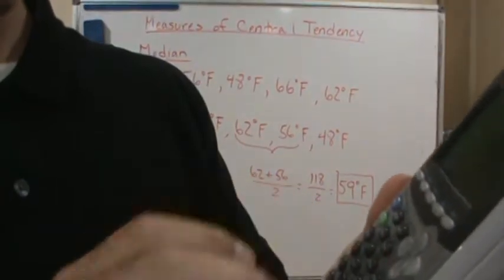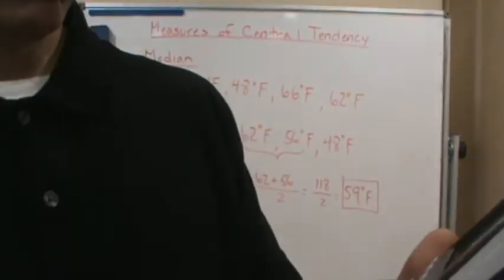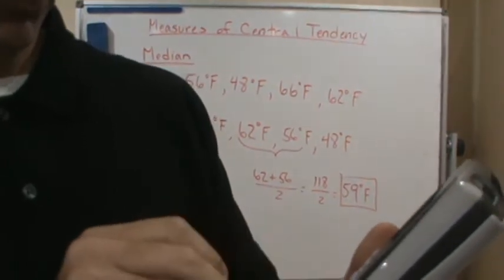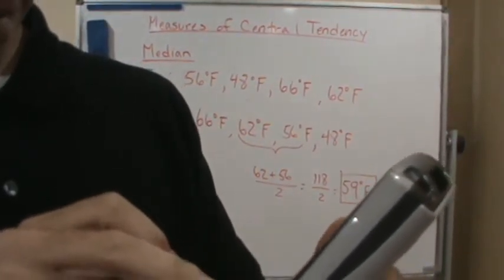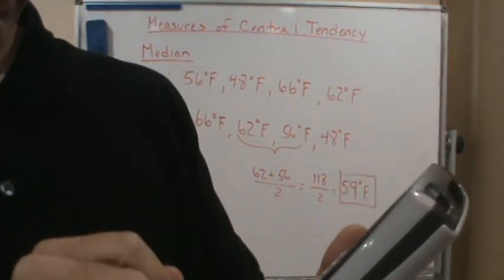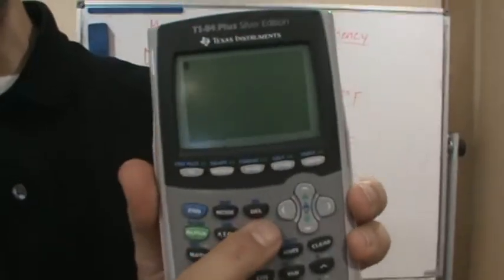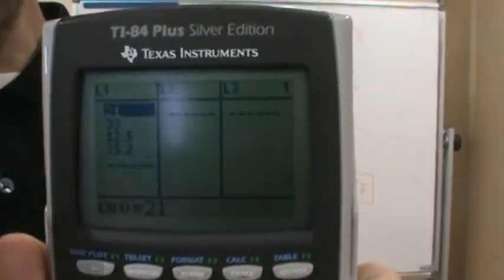So again, we're going to go to our second stat. So second stat, and then we're going to do edit. Oops, sorry. I hit the wrong one. I don't want list. I just want stat, not second stat. Stat. Okay? So if I do stat and then edit, which is just the first one, now there's my old data set.